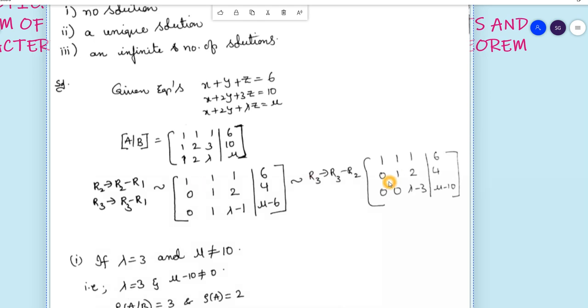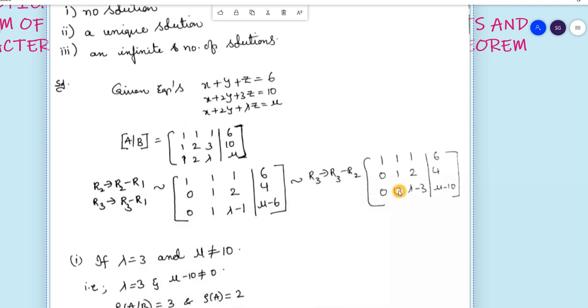In order to convert it into echelon form, first we follow the diagonal elements. The diagonal elements are 1, 2, lambda, and the elements below the diagonal are 1, 1, 2, so we have to make them 0. First make the second row first element 0, then the third row first element 0, and then the third row second element 0, using only row operations. So use R2 implies R2 minus R1, and R3 implies R3 minus R1.